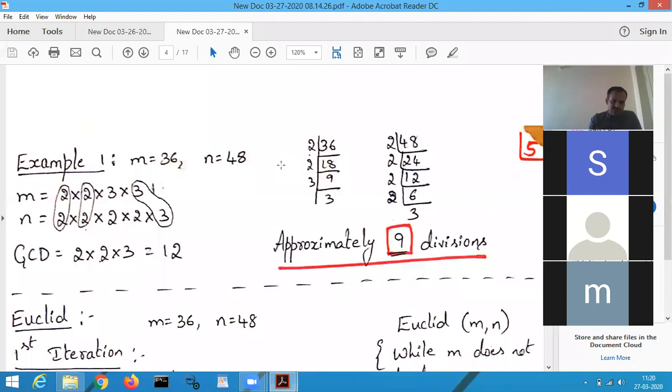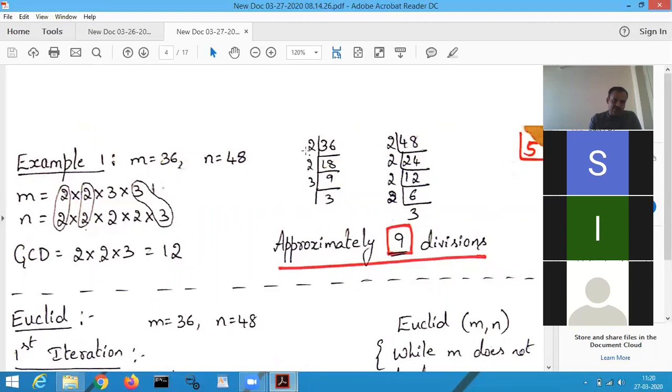Similarly, let us take another number, n is equal to 48. Find out the prime factors of 48. How do you find the prime factors of 48? 2 24s are 48, 2 12s are 24, 2 6s are 12, 2 3s are 6. Finally, the prime factors of 48 are 2 into 2 into 2 into 2 into 3. These are the prime factors of 48.